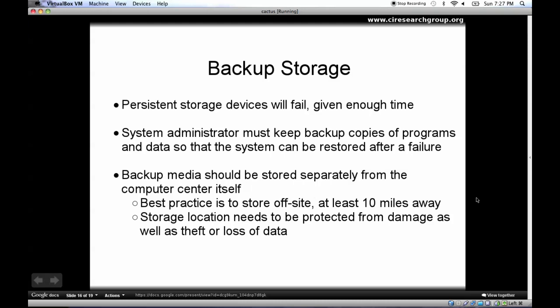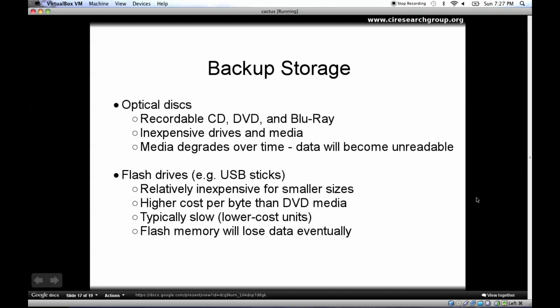Now, given that our persistent storage devices are guaranteed to fail in time, it is critical that system administrators keep backup copies of programs and data so that the system can be restored after a failure. Now, the backup media should be stored separately from the computer center itself. Best practice is on-site at least 10 miles away in a location that can be protected from damage as well as theft or loss of data.